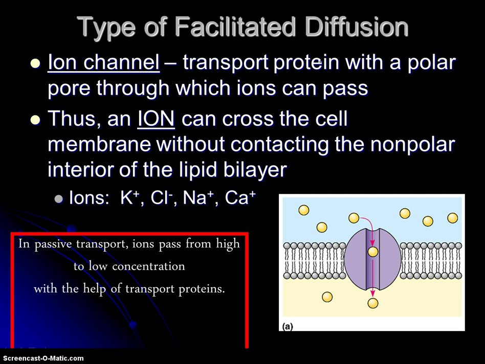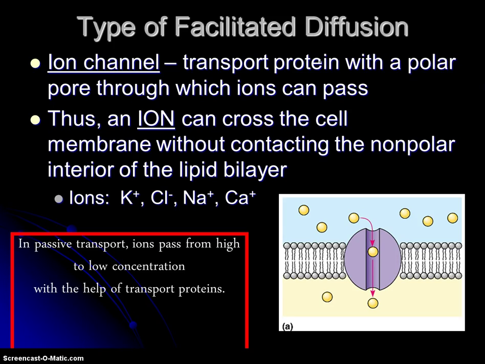Okay, now there are different types of facilitated diffusion. You can use ion channels. Ions are charged particles, and an ion channel is a type of protein that is polarized, and it allows charged or polar molecules to pass through it.